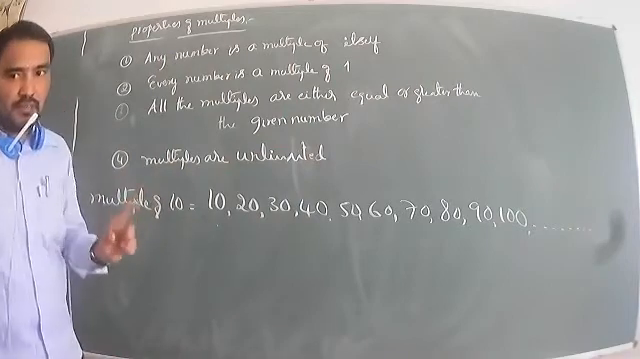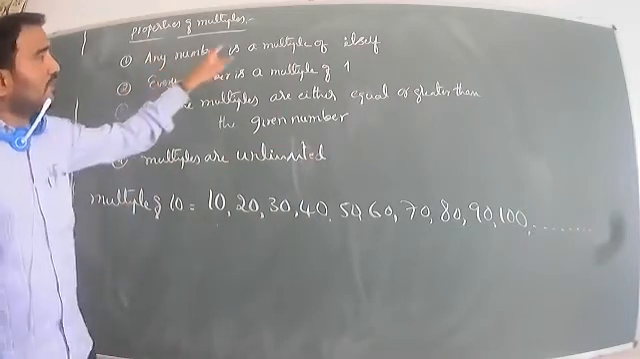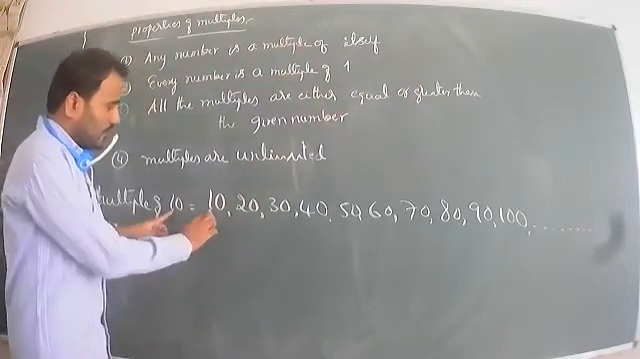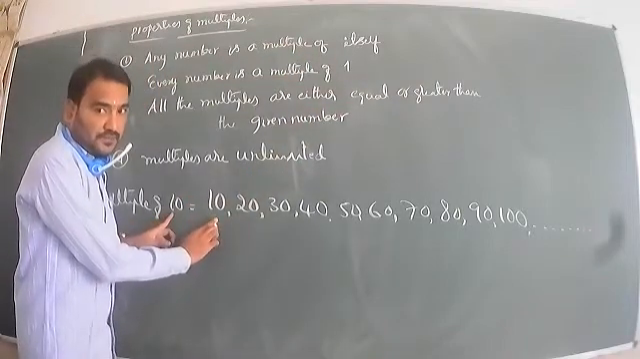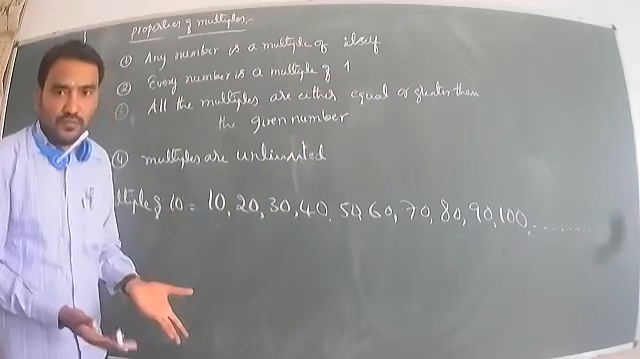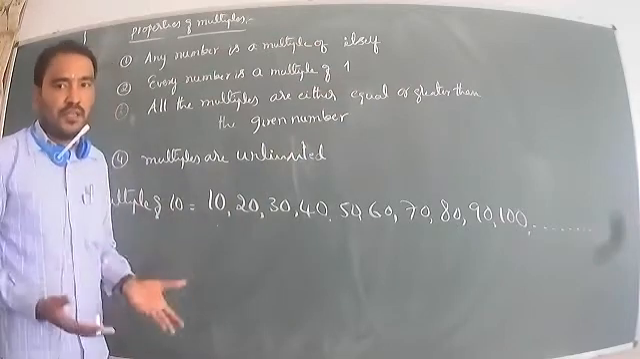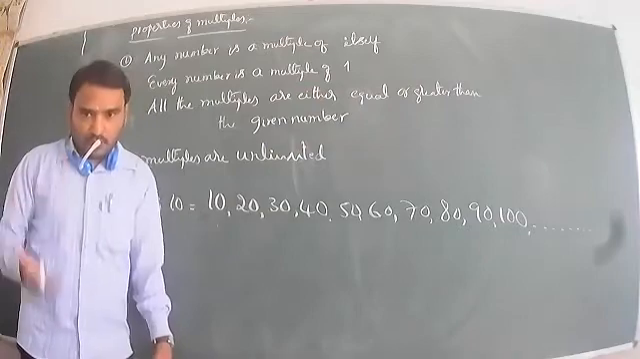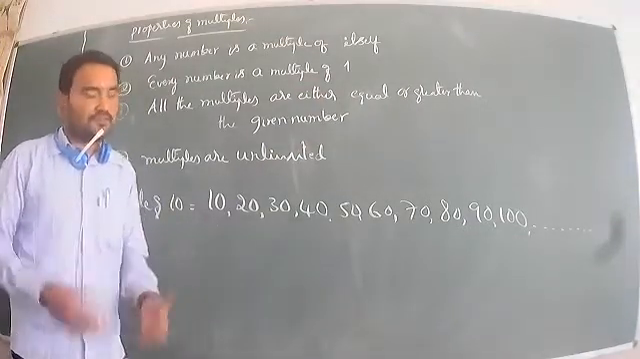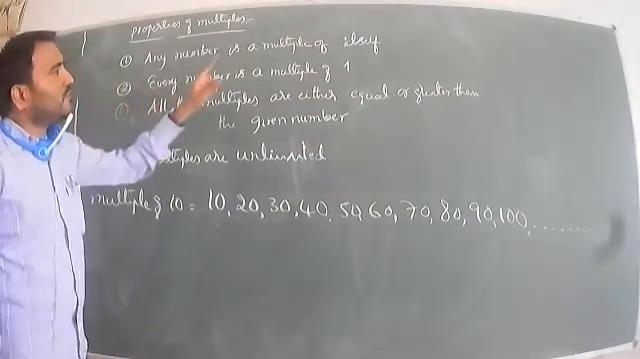So once again I will repeat it. Any number is a multiple of itself. 10 and 10. Next, we can do 2 on the 2, 3 on the 3, 4 on the 4, 200 on the 200. Every number is a multiple of 1.